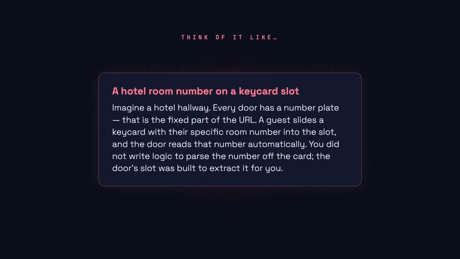Think of the URL pattern as a hotel hallway where most of the path is fixed: the corridor, the floor, but one slot in the door is designed to accept a variable number. FastAPI's curly brace syntax is that slot. You declare where the variable part lives, and FastAPI extracts it for you, the same way the door reads a keycard, without you writing any parsing logic.